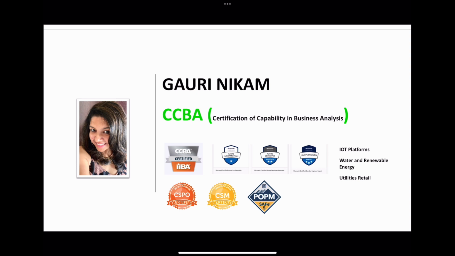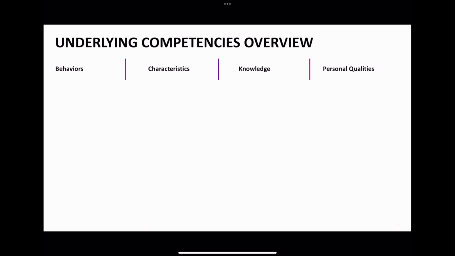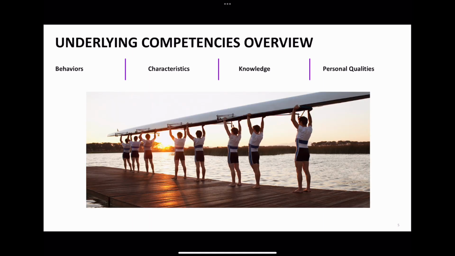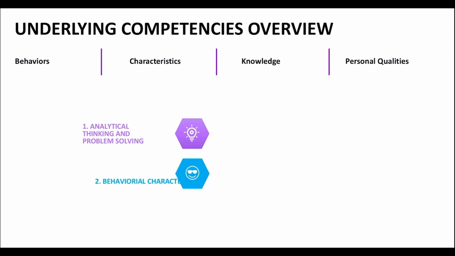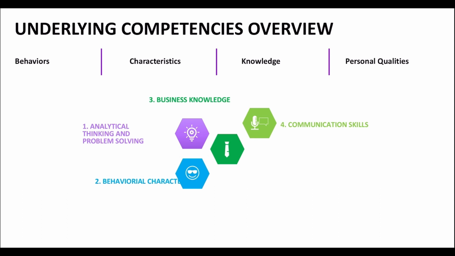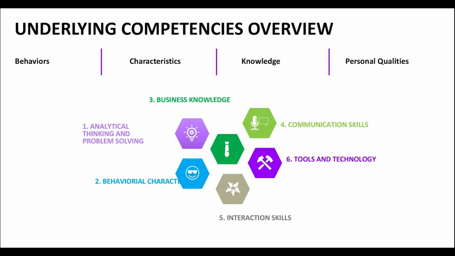So, let's get started. If we talk about underlying competencies as an overview, we're talking about behaviors, characteristics, knowledge, and personal qualities that you and I as business analysts have. And if we were to talk about it a little further, first, we need analytical thinking and problem solving. Second, behavioral characteristics. Third, business knowledge. Fourth, communication skills. Fifth, interaction skills. And last but definitely not the least, the tools and technology that we need to use as BAs.